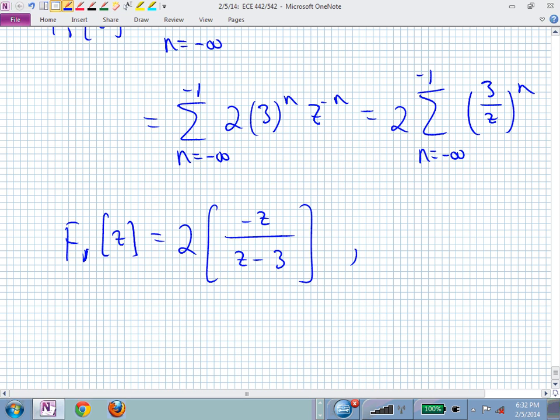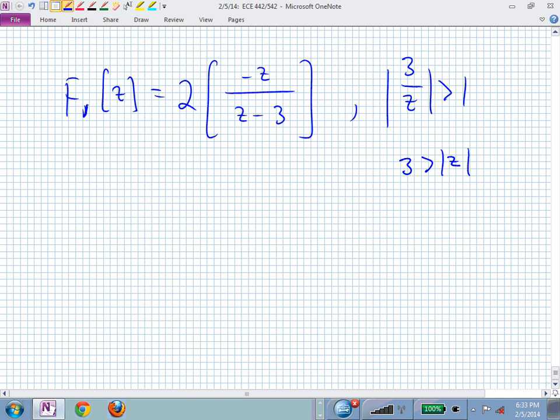So we now need, for the region of convergence, 3 over z to be bigger than 1. Or, well, maybe I'll do it this way. If I now multiply through by the absolute value of z, z is inside 3, isn't it? Do you need to see where that came from? You can rederive that, can't you? That particular result.